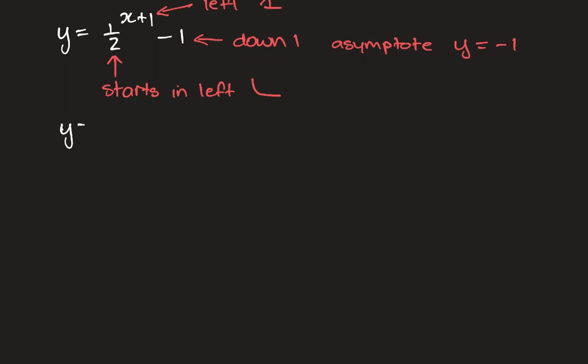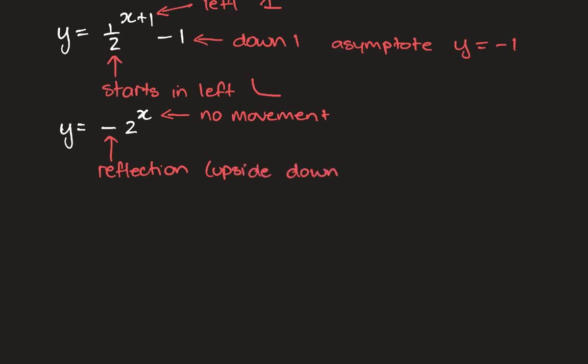And just one more graph that we haven't done, y equals negative 2 to the power of x. So there's no c and no d, which means no horizontal and no vertical translation, movement. But the negative does make the graph reflect. So it goes upside down. And that's it.